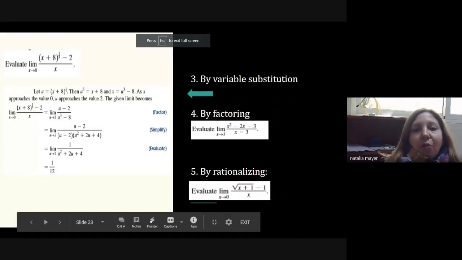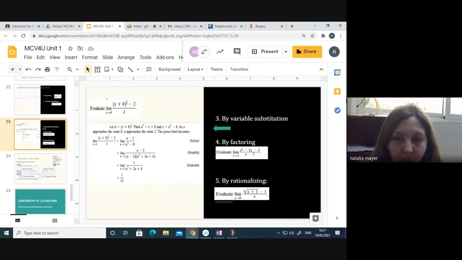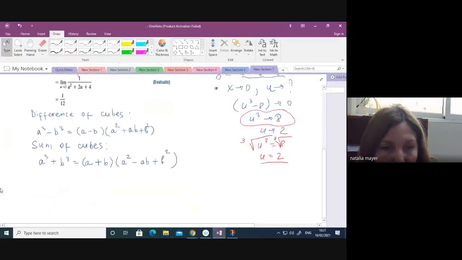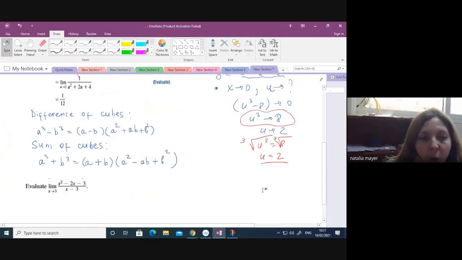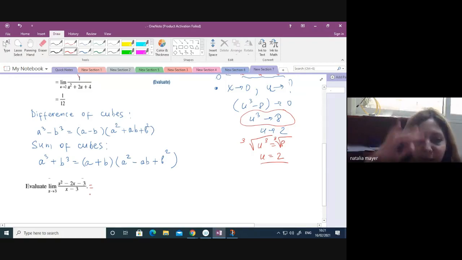Strategy number 4 is evaluating the limit by factoring. And I hope that the word factoring is so familiar to you that you will not have any issues with applying the strategy. So let's do the example here. And my question is, why can't I use the direct substitution right away? Abdallah, why can't you use the direct substitution in this question?